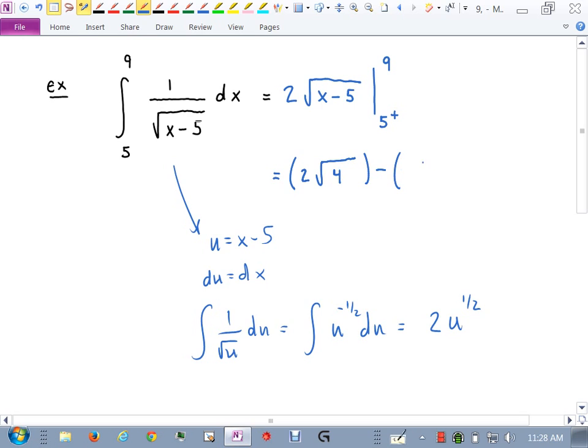Minus, now plug in 5, right? But it's really the limit as we approach 5 from the right. Now, what would happen if you just plug 5 in? You just get 0, right? And that whole thing is 0. And that's actually what's going to happen here. It's just going to be 0. It's going to go away, and it's really going to be that easy for this problem.